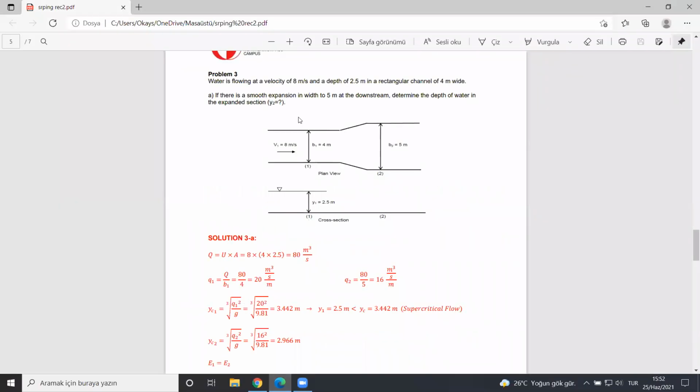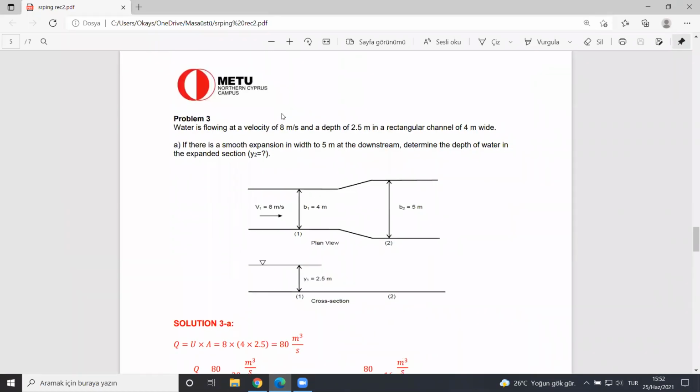Okay, let me continue with the third question. Let me share my screen. Question 3 says water is flowing at a velocity of 8 meters per second and a depth of 2.5 meters in a rectangular channel 4 meters wide. You can see here.